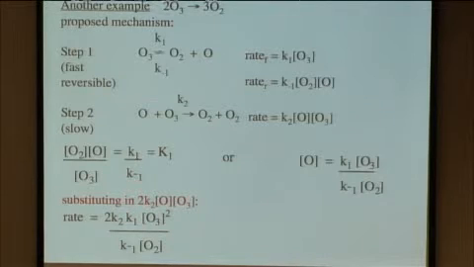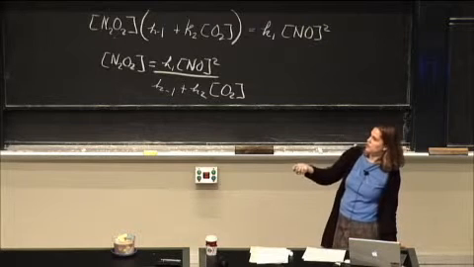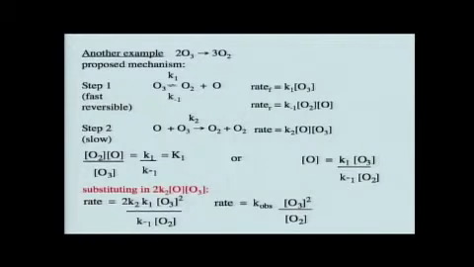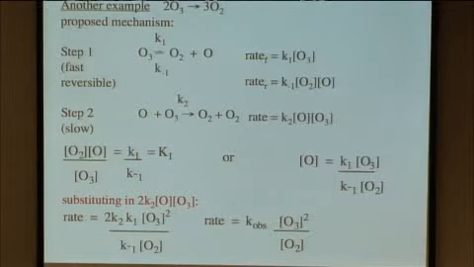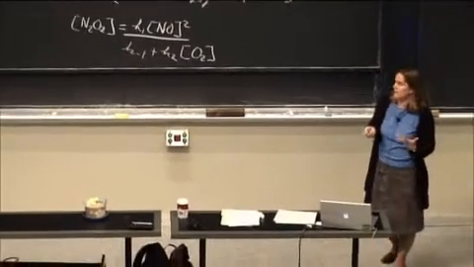So the expression that we wrote based on this was 2K2 times the concentration of our intermediate times the concentration of O3. Now we substitute in for the intermediate. So we have 2 times K2, K1. We have O3 and an O3, so that's squared, over K minus 1 times O2. And this can also be expressed in terms of K observed, putting those terms together, O3 squared over O2. And that would be the answer to what the rate is for that particular proposed mechanism.